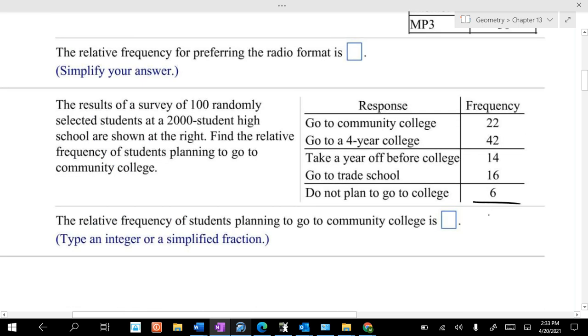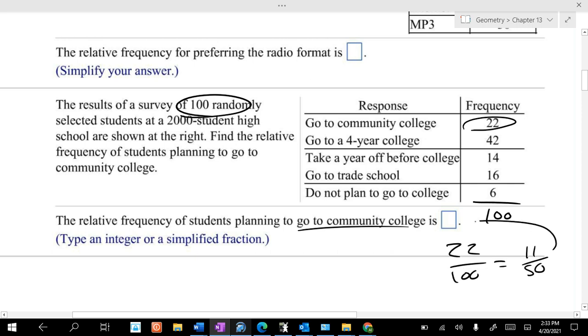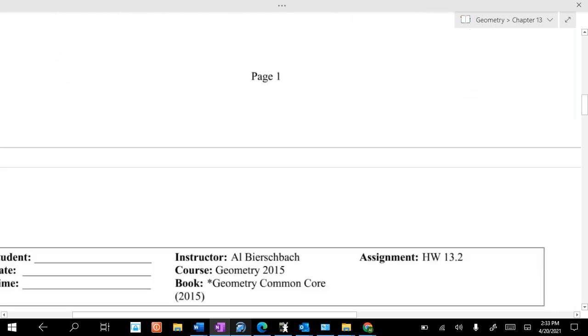This one already tells us how many people, because it says 100 people were surveyed. Okay, how many plan on going to community college? Community college is right here. 22 out of 100, you reduce to 11 out of 50. Okay, so we can do this. This is easy peasy, lemon squeezy.